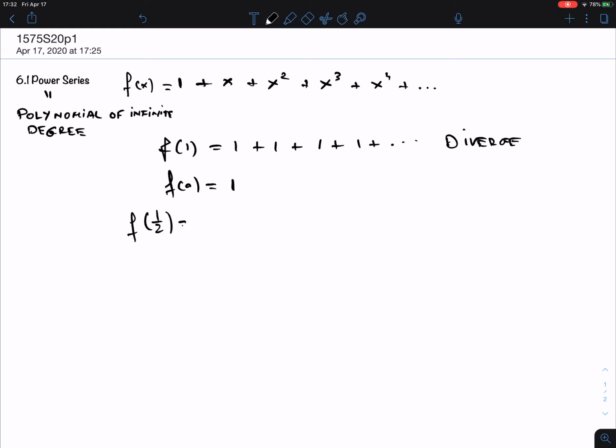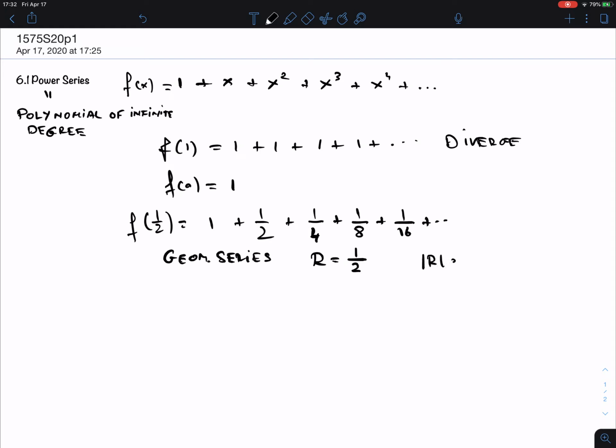If I plug in a half here, I get 1 plus a half squared, which is 1/4, plus a half cubed, 1/8, a half to the power 4, 1/16, plus so on. And we recognize this, right? This is what we called a geometric series, and we know exactly what r is. r is a half here. And for the geometric series, the only thing we needed was the absolute value of r less than 1, then we had convergence. So what we have written down here, in other words, is a convergent series.